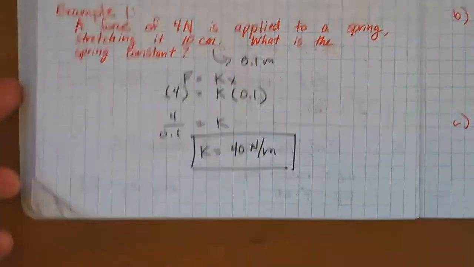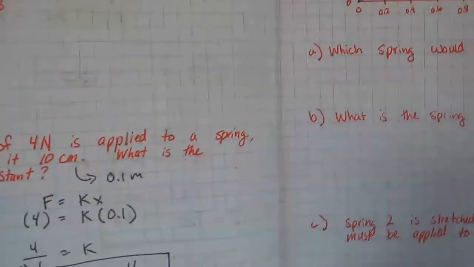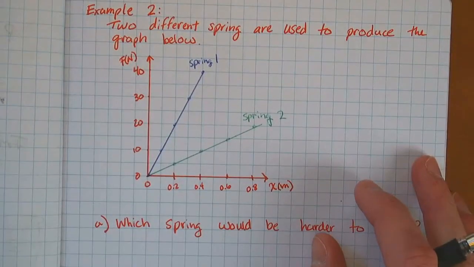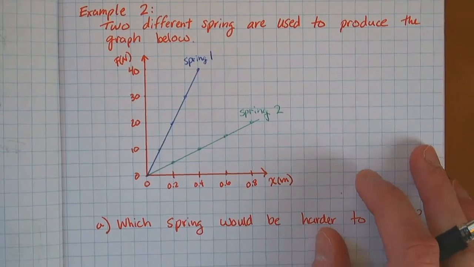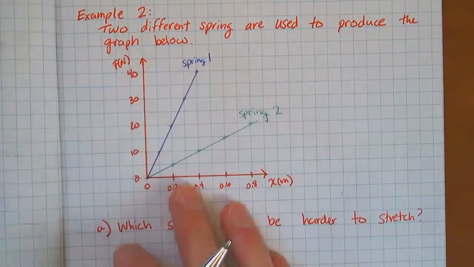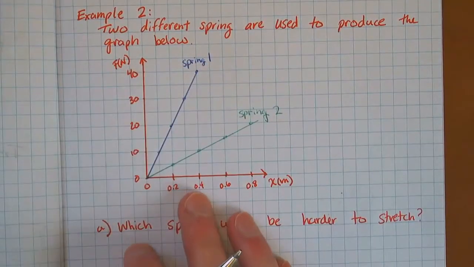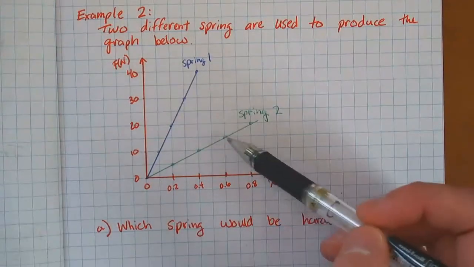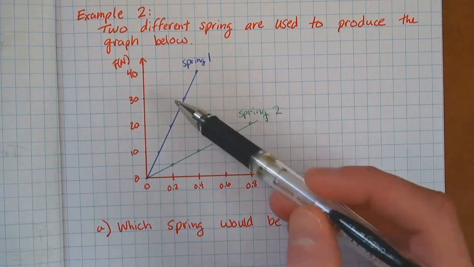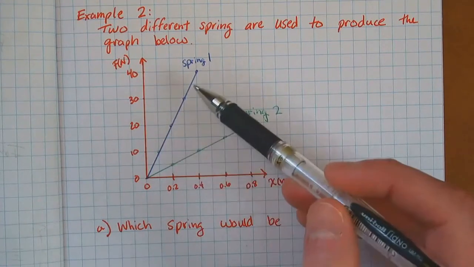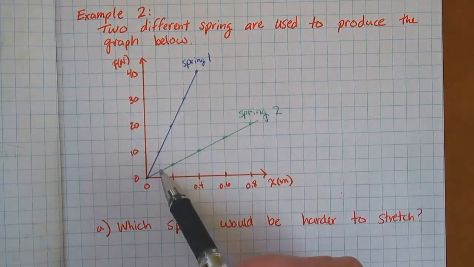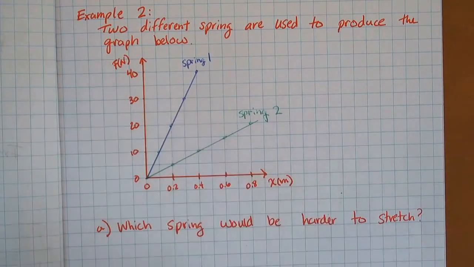All right, great. Let's move on to example 2. Now we have 2 different springs used to produce the graphs below. This is basically like the Hooke's law lab that you just completed, except that we just plotted 2 springs on the same graph. One spring produces this graph, and another spring produces that graph.